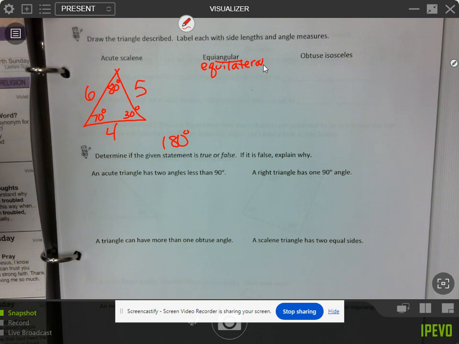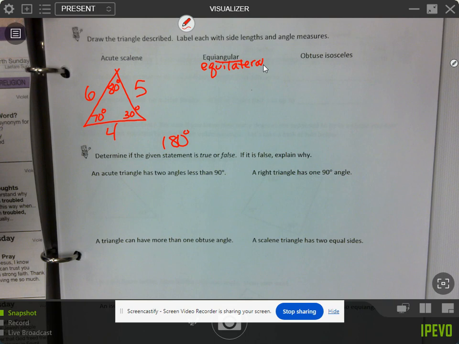And then our last one is an obtuse isosceles. So obtuse, one of the angles has to be obtuse. The other two angles have to equal 180 degrees.